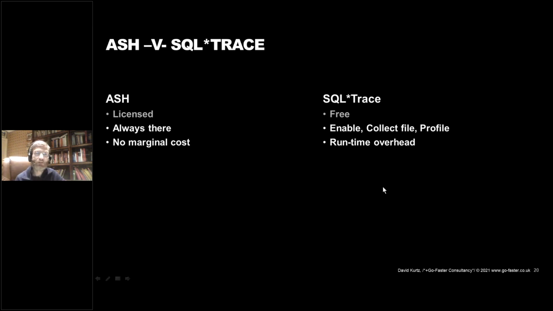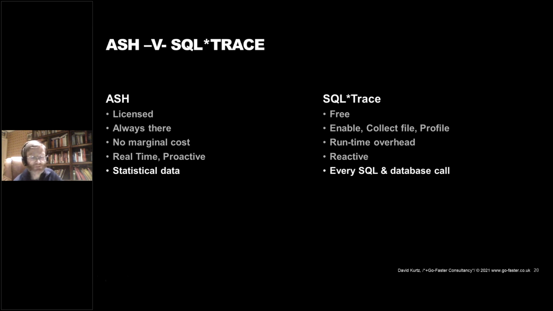ASH allows you to be proactive and perhaps even look at the performance problem before the user has phoned you up. So you can be proactive and you can do it in real time. And unless you've turned on Trace, you will always be reactive with Trace.